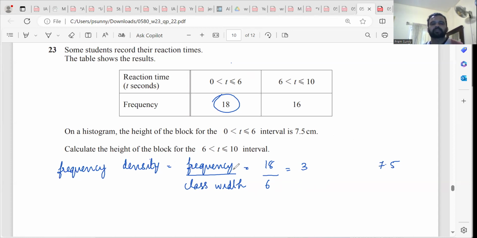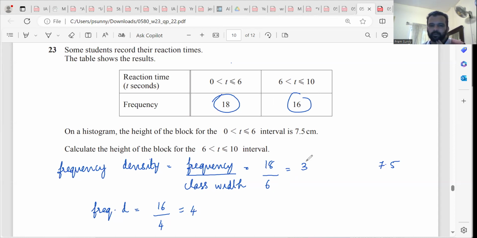Calculate the height of the block for the second interval, that is between 6 to 10. So I'll just find out the frequency density for the second one. Frequency density will be frequency, that is 16, divided by class width, upper limit minus lower limit. 10 minus 6 is 4. So 16 divided by 4, 4.